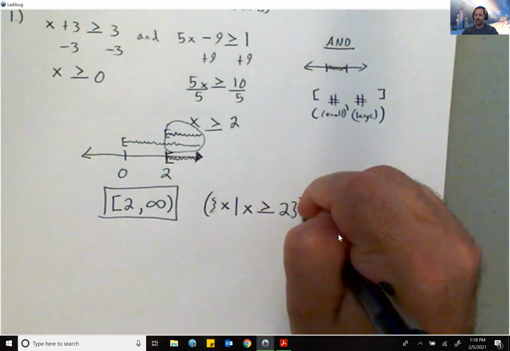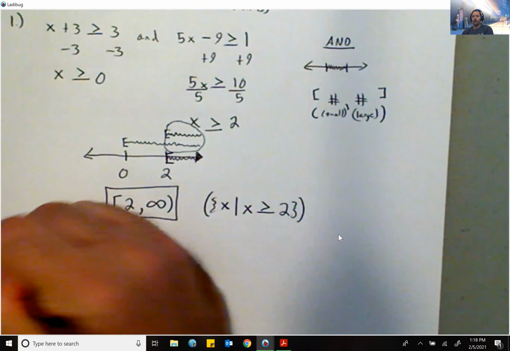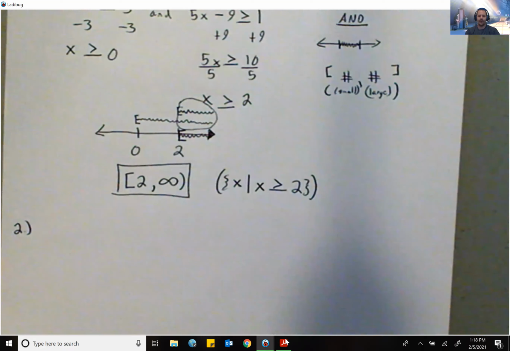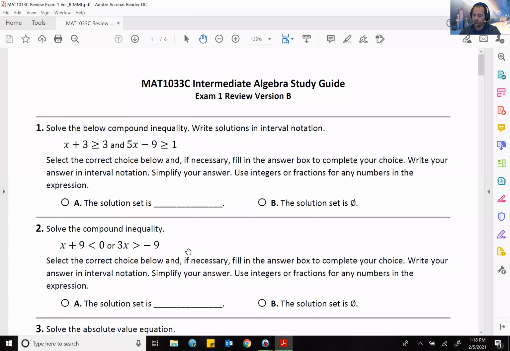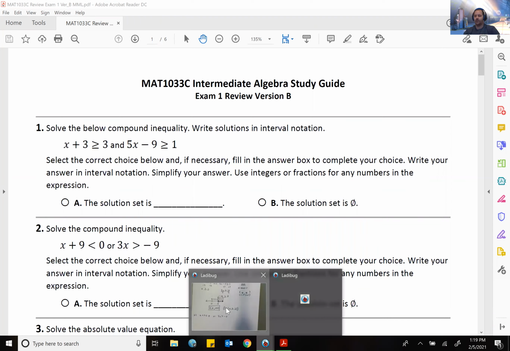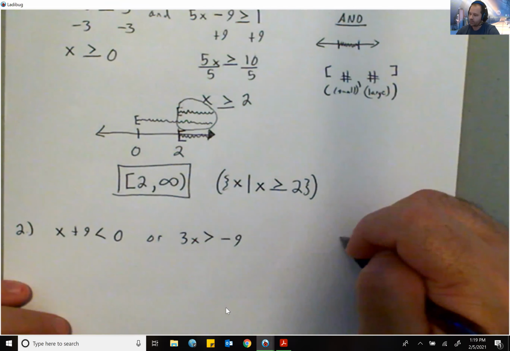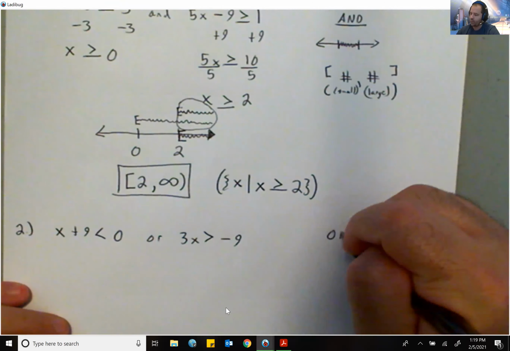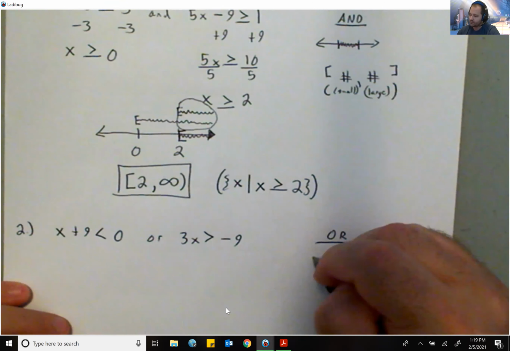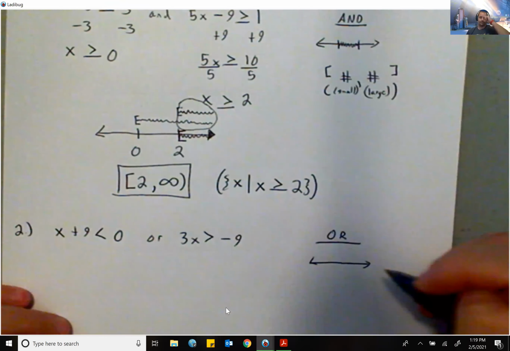Okay, let's jump to number 2, our second compound. As you told me a moment ago, this is an OR. I'm writing it down real quick. Just bear with me a moment. Okay, so we're doing the same thing again. Let's talk about an OR. Where do ORs normally shade?